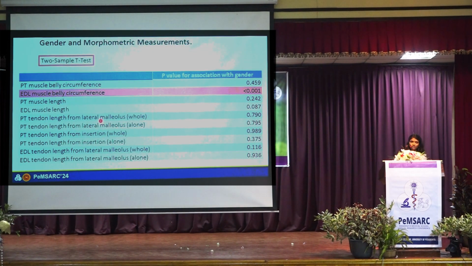Then we looked at the gender differences between these two muscles and tendons. So we only found a difference in the extensor digitorum longus muscle belly circumference. It was larger in the males. So usually we all know that the muscle bulk in males is larger, so it corresponds with that. But otherwise, there were no differences between the genders. So these are some of the important findings of our research.